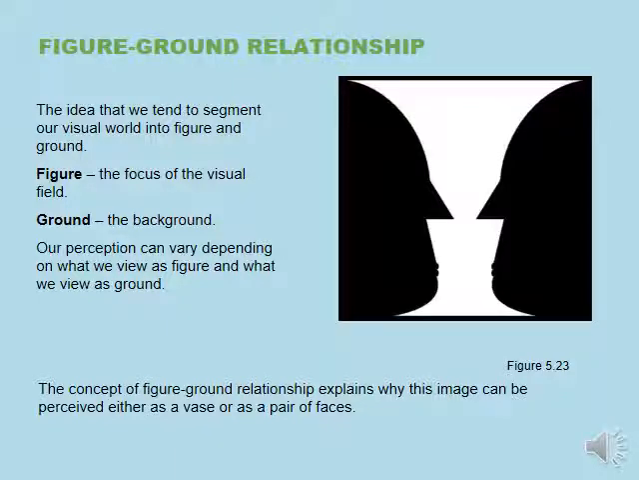And you also have what is considered the ground, in other words, the background. Our perception can vary depending on what we view as figure and what we view as ground. Again, for some individuals they see a vase, for some individuals they see two faces. Again, that's where we're looking at the perceptions.